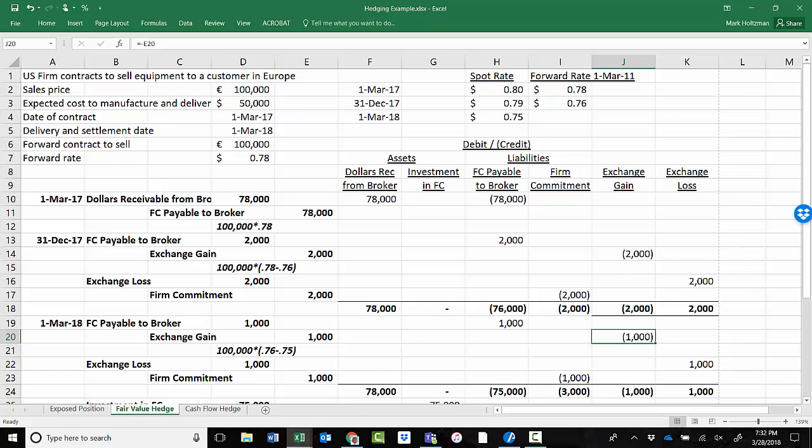Now, this could go in the other direction, by the way. Here, this is a contract to sell. I could have a contract to buy, and you would just flip everything around. You could also have anything else that's hedgeable, and you could have a fair value hedge made out of it. Okay, you ready for more?